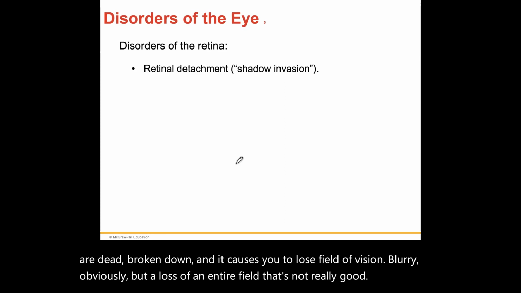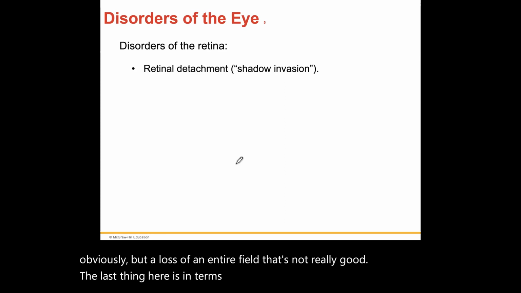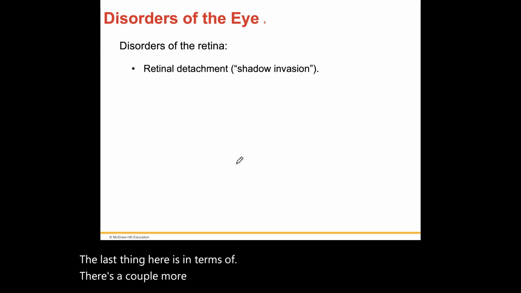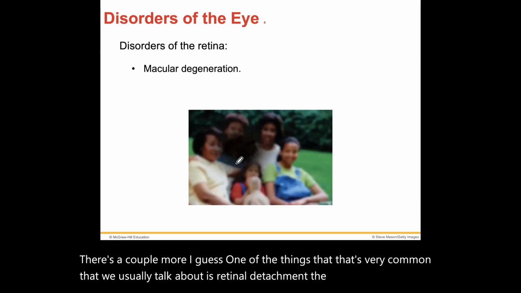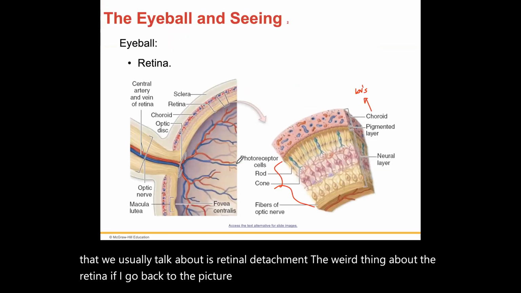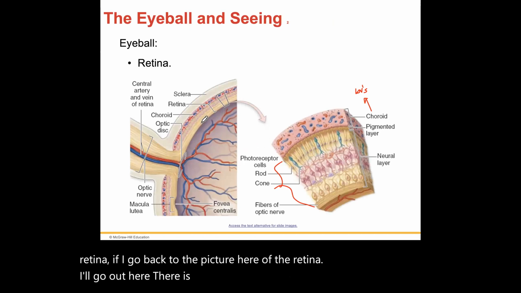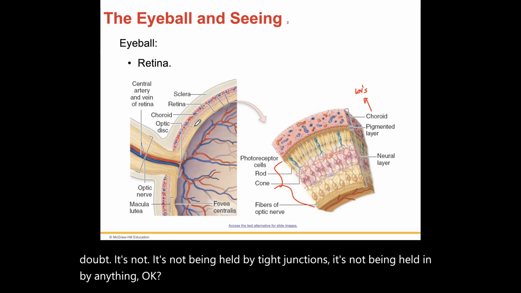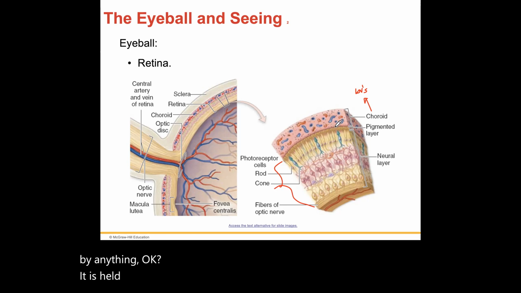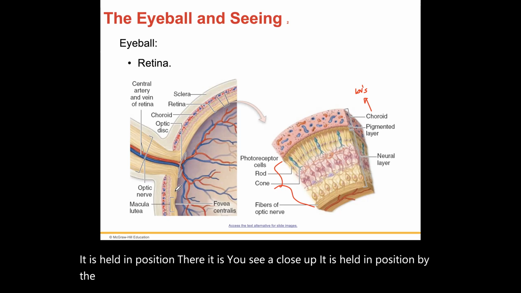The last thing here, well, there's a couple more. One of the things that's very common that we usually talk about is retinal detachment. The weird thing about the retina, if I go back to the picture of the retina, is that there is nothing really helping to anchor it down. It's not being held in by tight junctions. It's not being held in by anything. It is held in position by the pressure of the fluid back here in this posterior cavity.